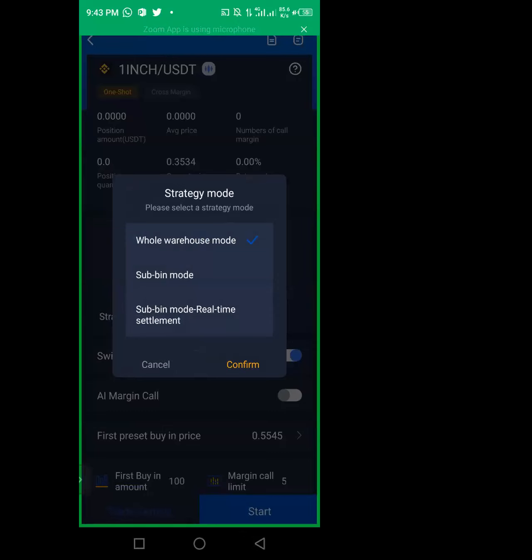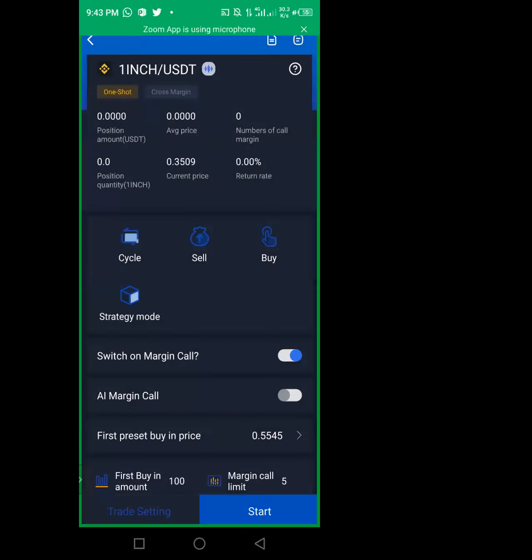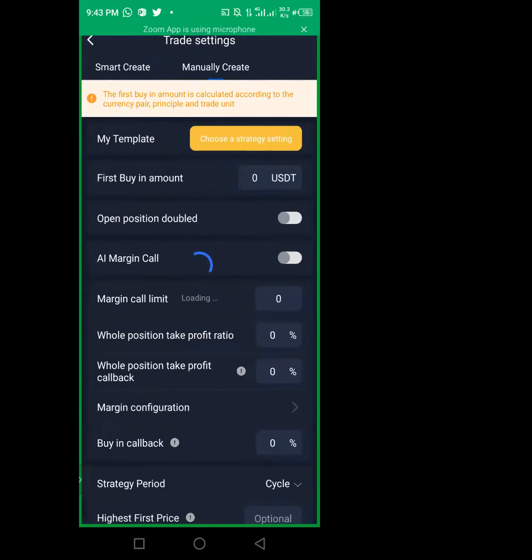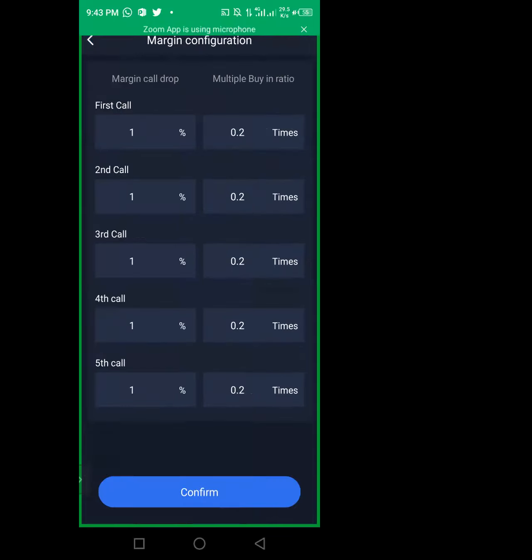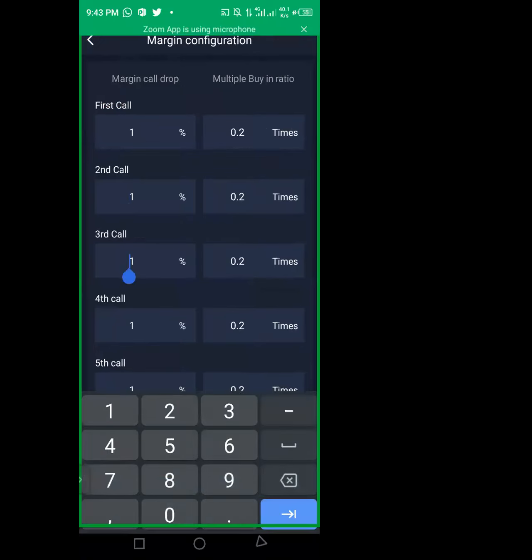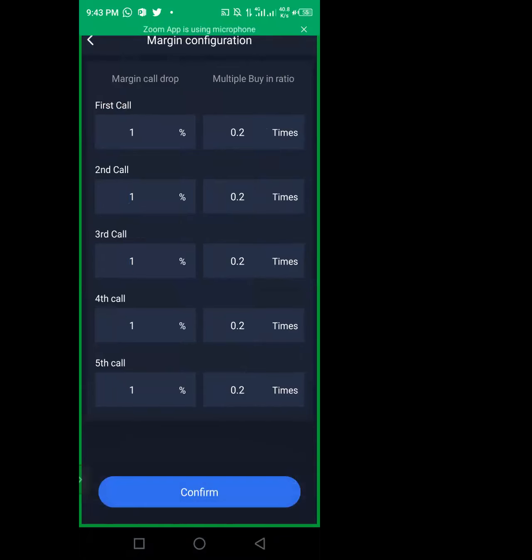So we have finished that part now. So that part has brought us to the strategy mode. So I don't know, let me take that explanation again so you understand. If your drop of your margin calls, this one is 1 plus 1 plus 1 plus 1 plus 1 is 5%.